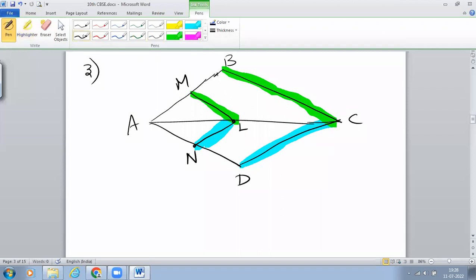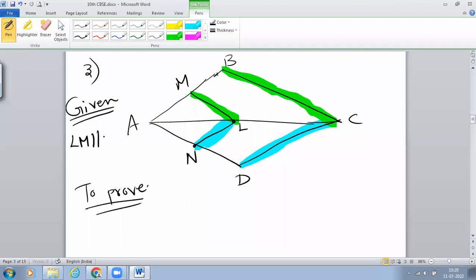Now what they are asking is to prove. First you have to write what to prove? First write the given data, ma. Given means you have to write given and then the data. Under the given you have to mention LM is parallel to CD, and again LN is parallel to CD. So these two you have to write under the given.